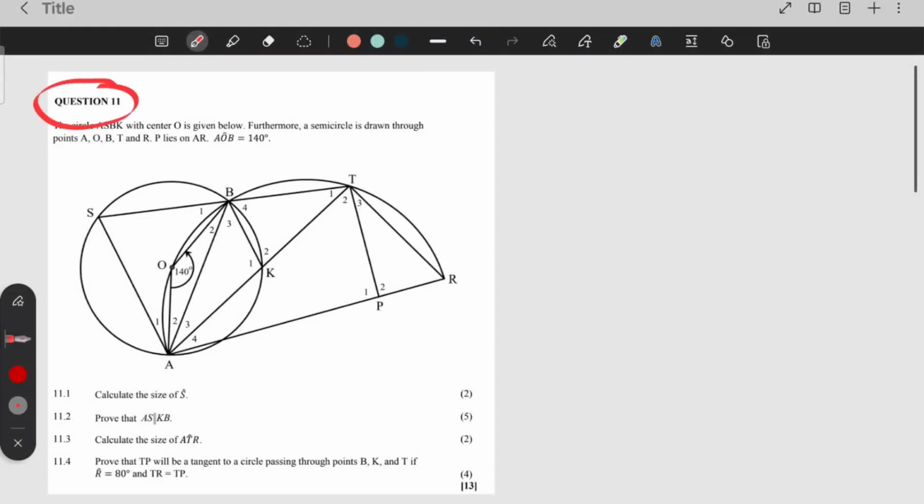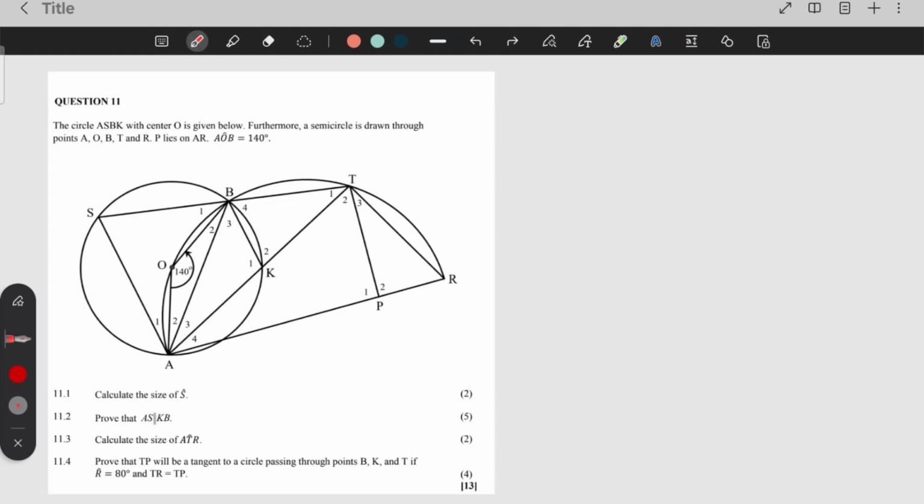Let's do question 11. So question 11 says, the circle A, S, B, and K, with center O, is given below. Furthermore, a semicircle is drawn. The semicircle has points A, O, B, T, and R. So that's a semicircle over there.